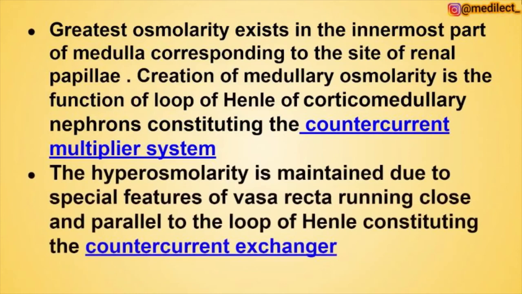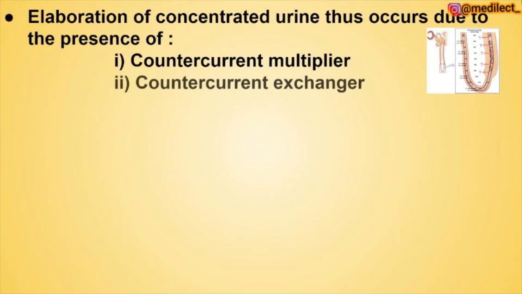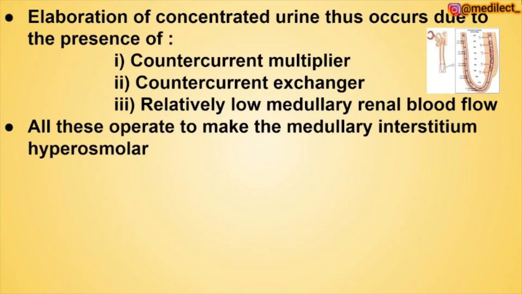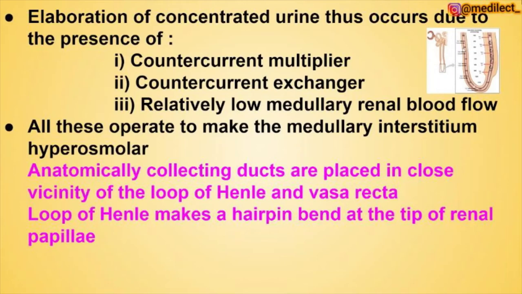The hyperosmolarity is maintained due to the special features of vasa recta running close and parallel to the loop of Henle, constituting the countercurrent exchanger. The elaboration of the concentrated urine thus occurs due to the presence of first the countercurrent multiplier, countercurrent exchanger, and relatively low medullary renal blood flow. All this operates to make the medullary interstitium hyperosmolar to cause the concentration of the urine. Anatomically, collecting ducts are placed in close vicinity of the loop of Henle and the vasa recta, and the loop of Henle makes a hairpin bend at the tip of the renal papilla.